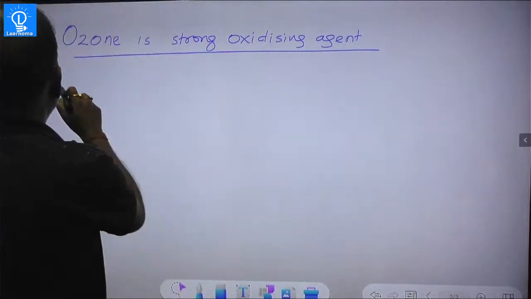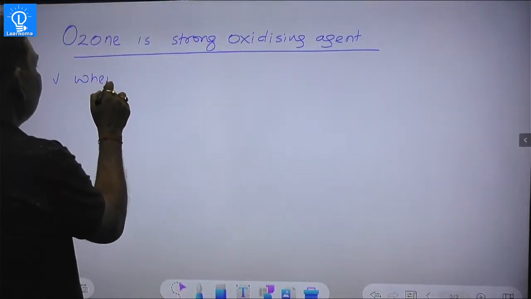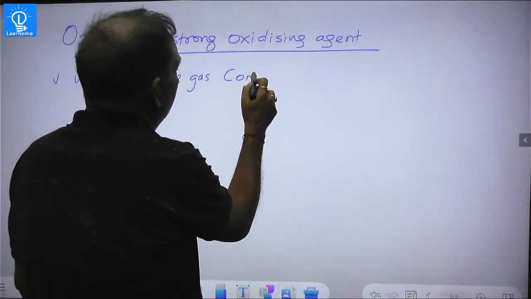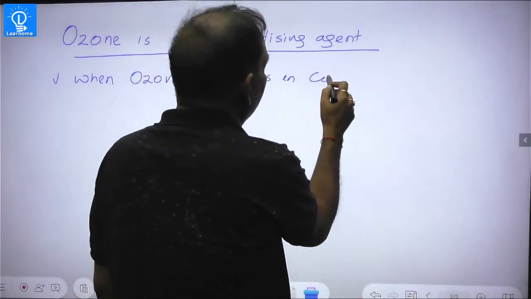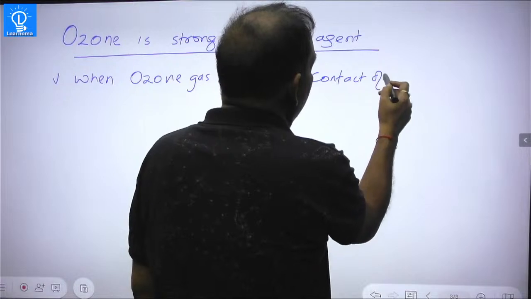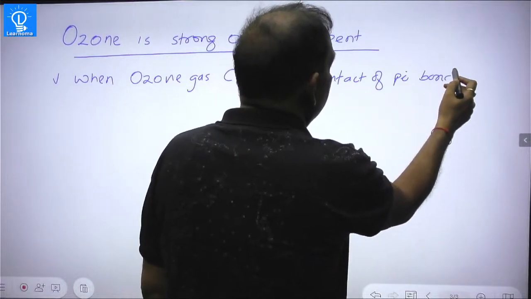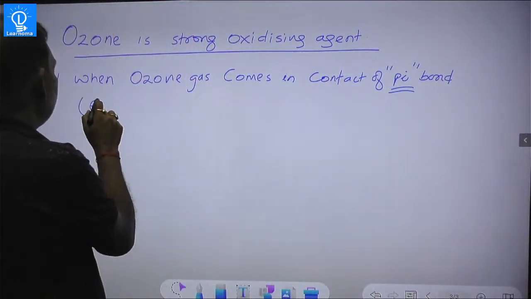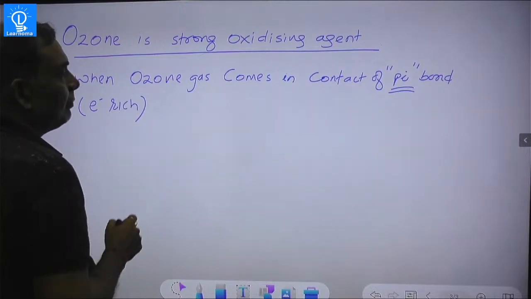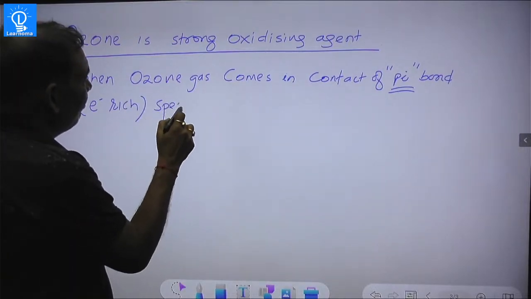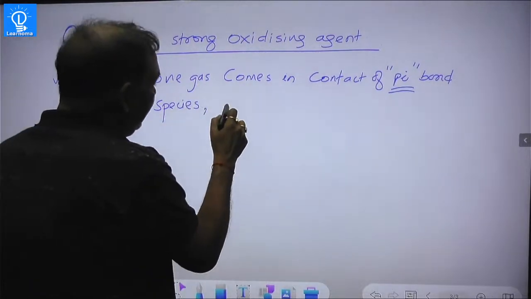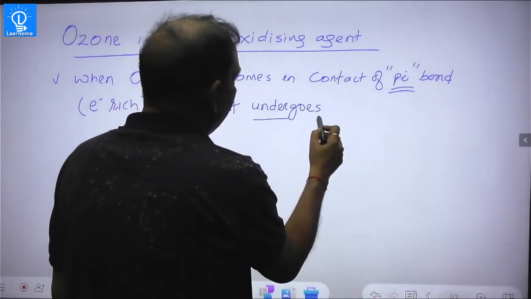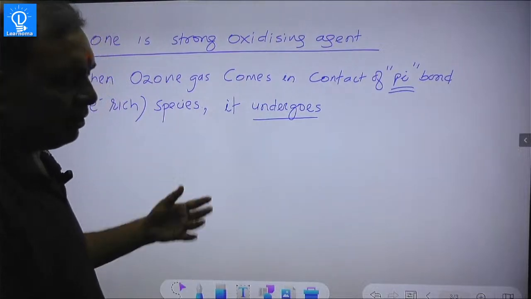Now the next concept is, when ozone gas comes in contact with a pi bond, pi bond means an electron rich species, it undergoes reaction.